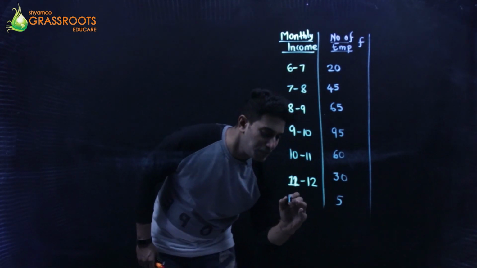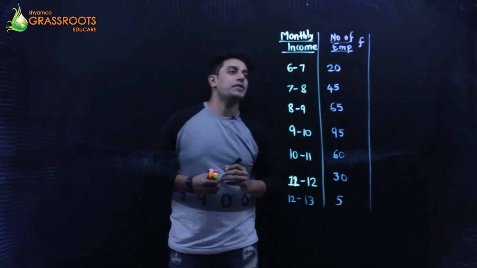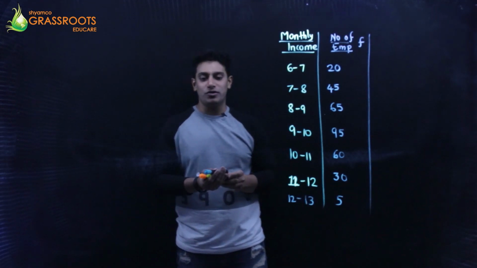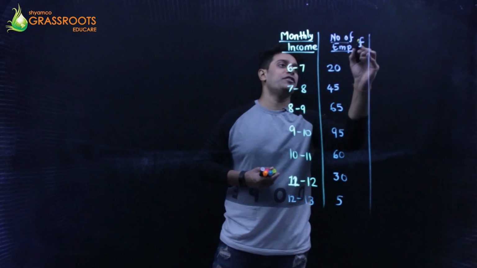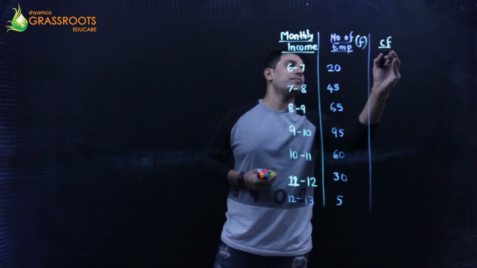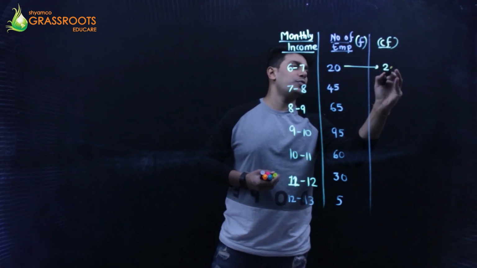And even they have given me 12,000 to 13,000. So first thing you do is find out the frequency. You find out the cumulative frequency, CF. Trace down the first 20.